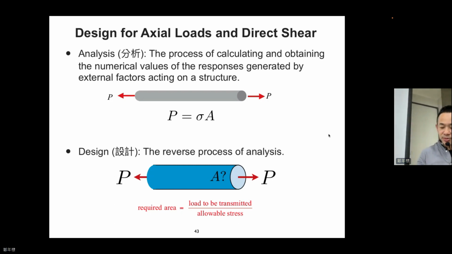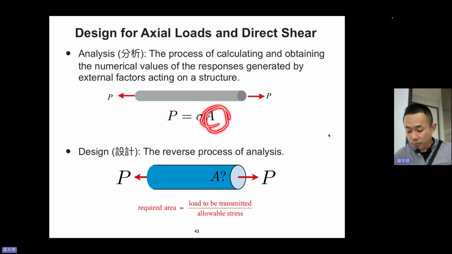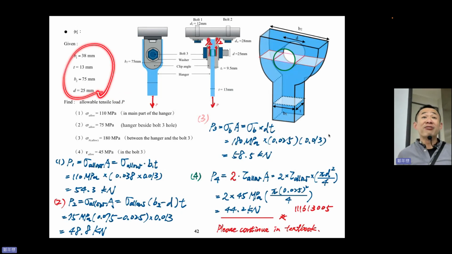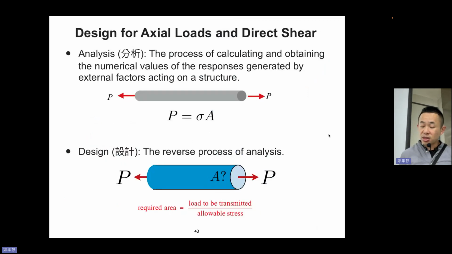Right, next. Design for actual loads and direction. So basically, what we are currently doing is, we know the sigma and we know the area. Geometry is all given, and sigma allowable is given. So in the previous page, we calculated the probable allowable force.